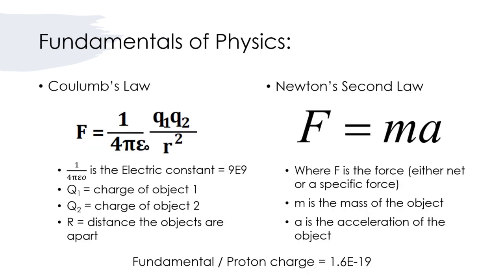The fundamentals of physics that are at play here are Coulomb's law and Newton's second law. Coulomb's law is force equals the electric constant, which is 9 times 10 to the positive 9th power, times the charge of object 1 times the charge of object 2 over the distance the objects are apart squared. And Newton's second law is force equals the mass of the object times the acceleration of the object. The fundamental proton charge is 1.6 times 10 to the negative 19th, which will be important later as we calculate the charge on the piece of tape.